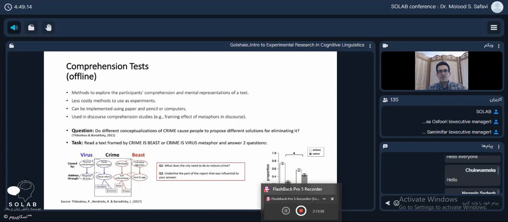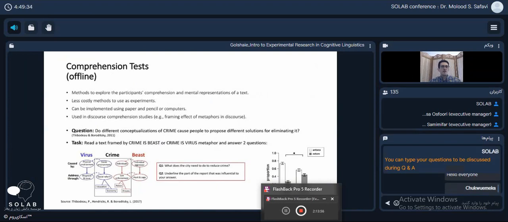And I think this is our final method here, which is the comprehension test, which belongs to the offline category. With these methods, you can explore participants' comprehension and mental representations of a text. They are less costly methods, so it's very easy to implement, and they don't need very high-tech equipment. You can implement them using paper and pencil or simple computer programs, like, for example, questionnaires. And they are mainly used in discourse comprehension studies, for example, to study the framing effect of metaphors in discourse.